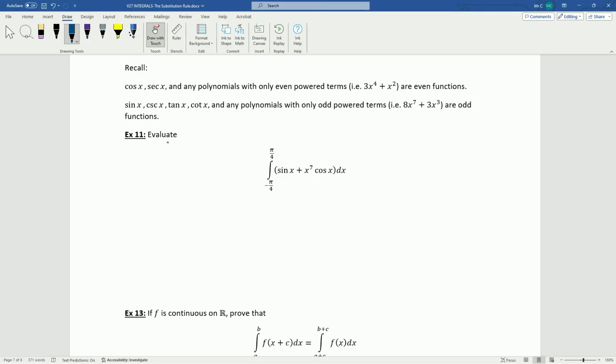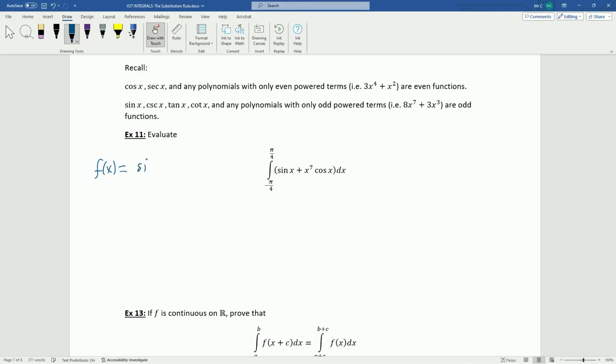So here, evaluate this integral: negative pi over 4 to pi over 4, sine of x plus x to the 7th cosine of x dx. When I see something like this, in particular because it's negative a to a, we have the same value on the integral bounds, but one of them is negative. That should tell me to pause for a second and see if I can use symmetry to help me. So let's check the symmetry.